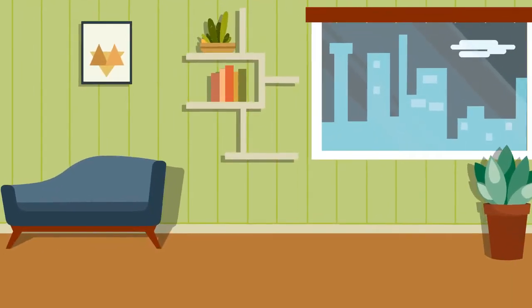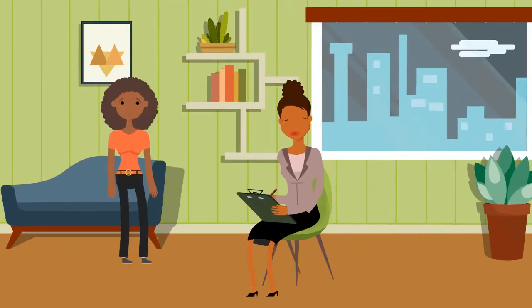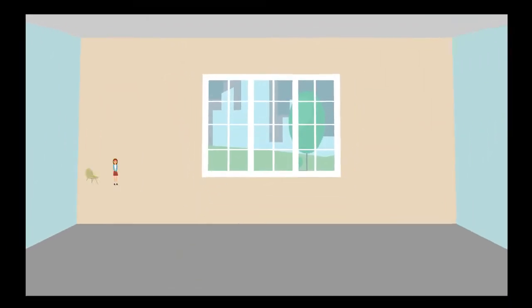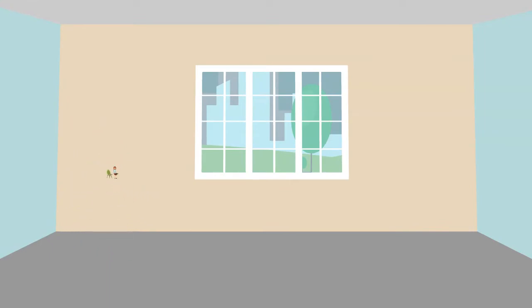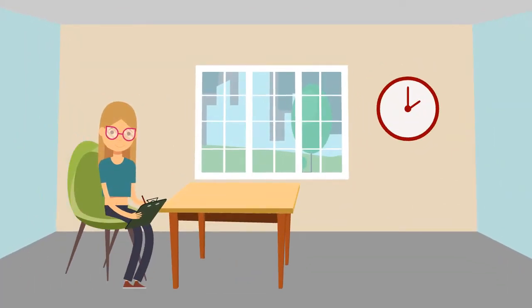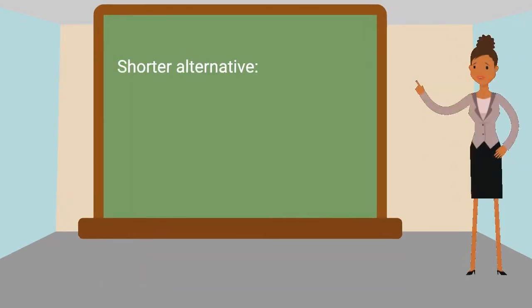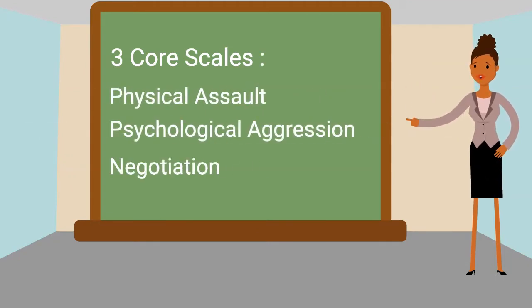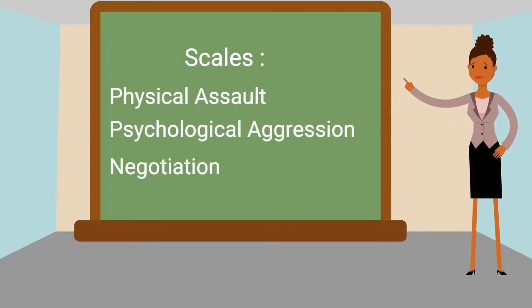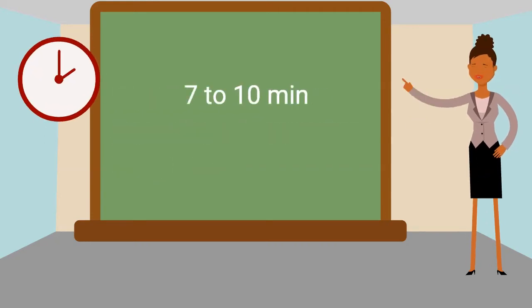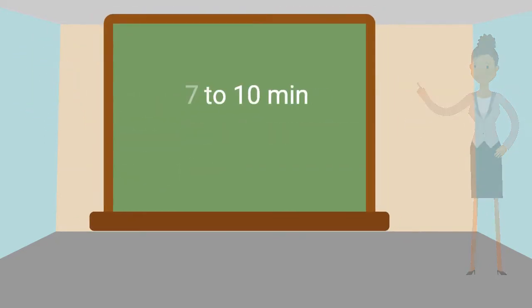The conflict tactics scale can be administered in many ways, including in-person interview, telephone interview, self-administered questionnaire, and computer-administered questionnaire. The testing time for the full conflict tactics scale 2 is 12 to 15 minutes. An alternative is to administer only the 3 core scales: physical assault, psychological aggression, and negotiation. This produces an instrument that has the same coverage and takes about the same time as the original CTS, which is 7 to 10 minutes.